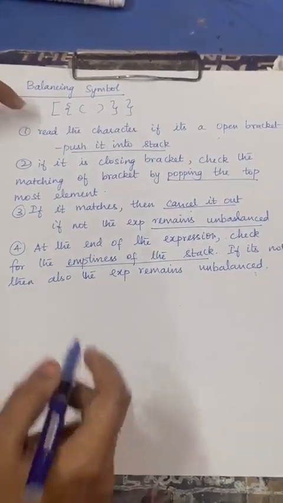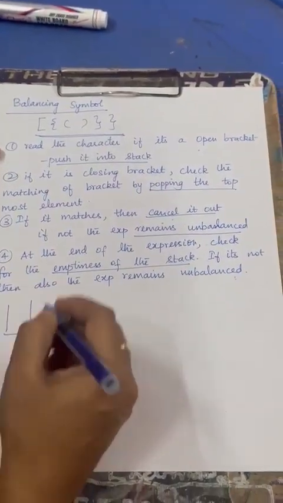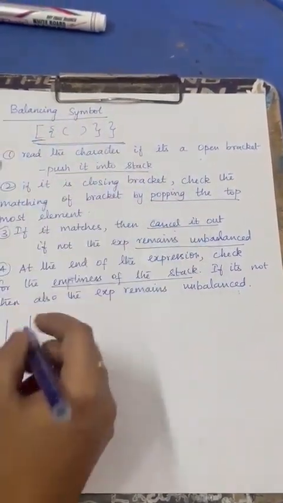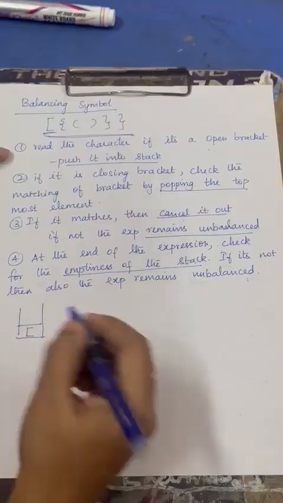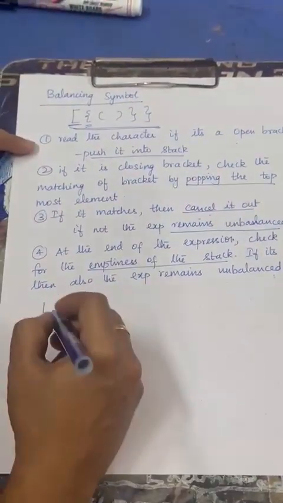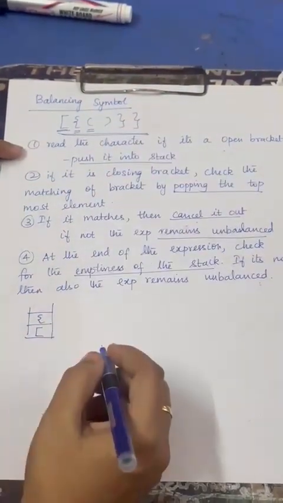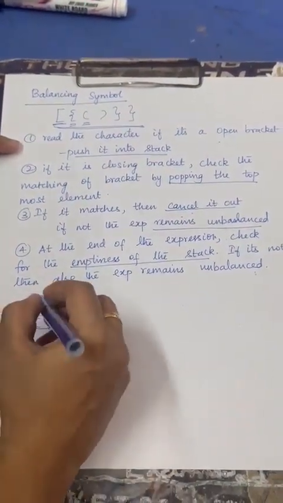Okay, so I have a problem here. Let me do it for you. This is an empty stack. I'm going to read the first one. The first one is an opening square bracket. I'm just going to push it inside. The next one is an opening curly brace. I'm going to push it inside. And the next one is an opening curved bracket. I'm going to push it inside.